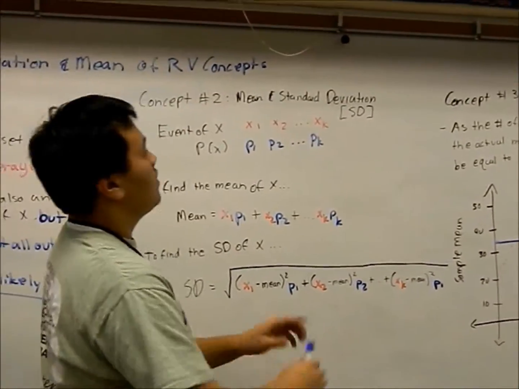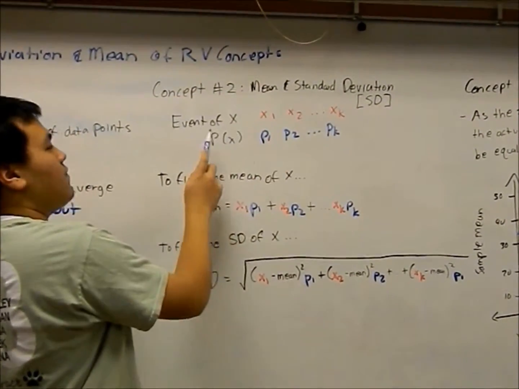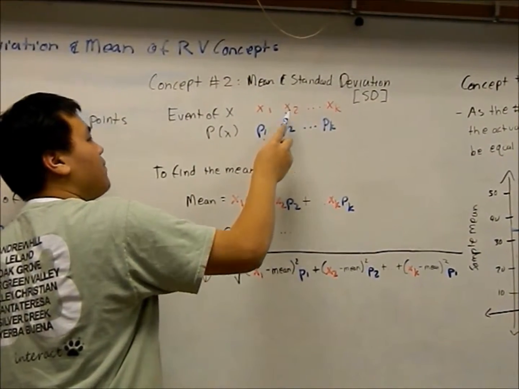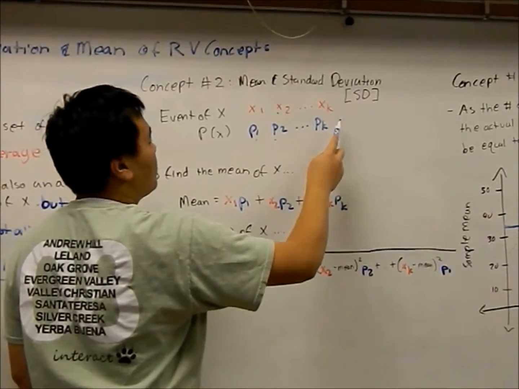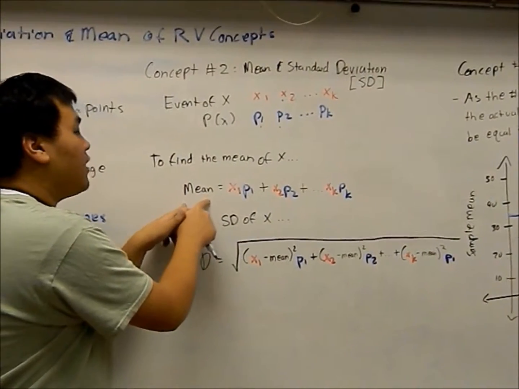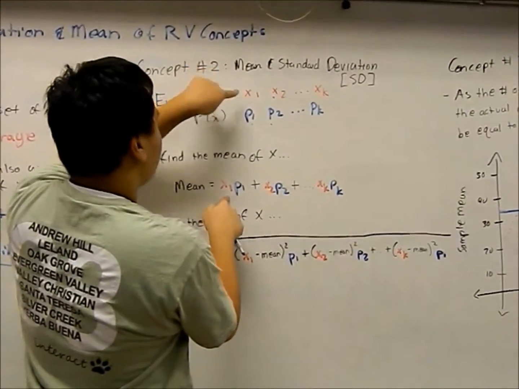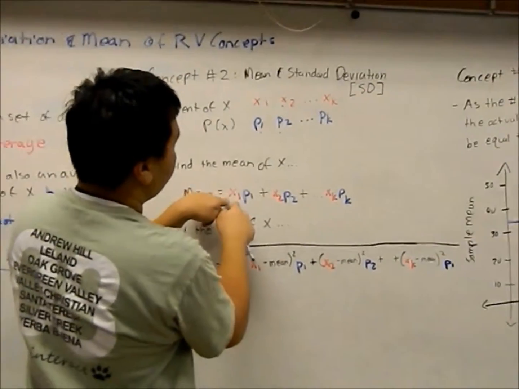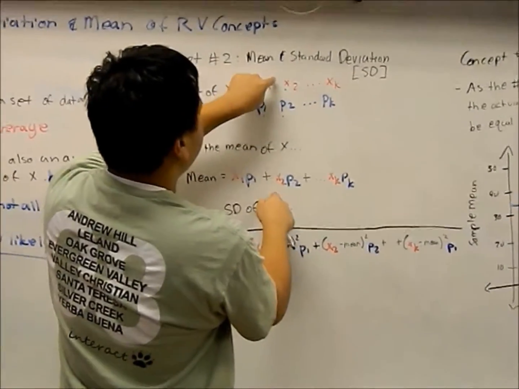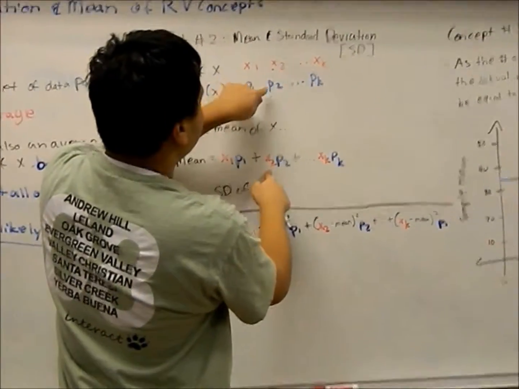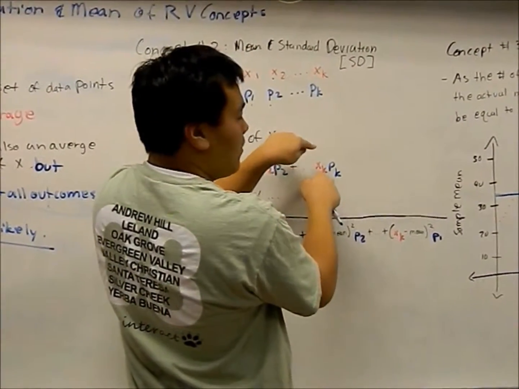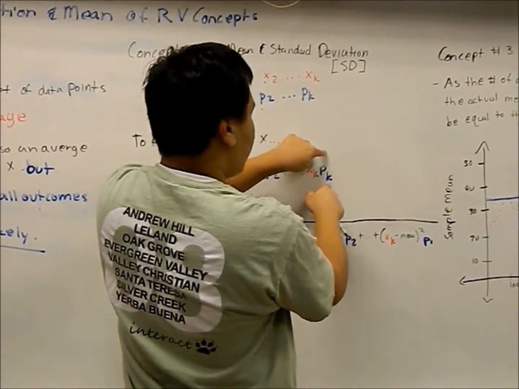Concept number 2. The mean and standard deviation of x. If you have this table, so you have x sub 1, p sub 1, right? x sub 2, and the probability p sub 2, right? And so on. To find the mean of variable x, you multiply the event of what's going to happen, let's say this is a number, times the probability of this, plus the next event with the variable x times the probability of this, plus you keep adding until you reach the end, which is the number x sub k times the probability p sub k.